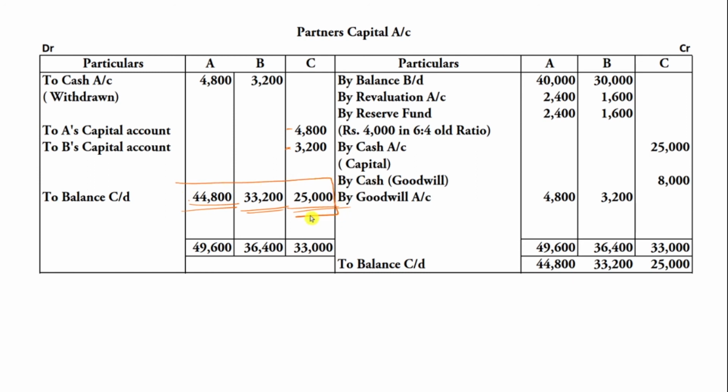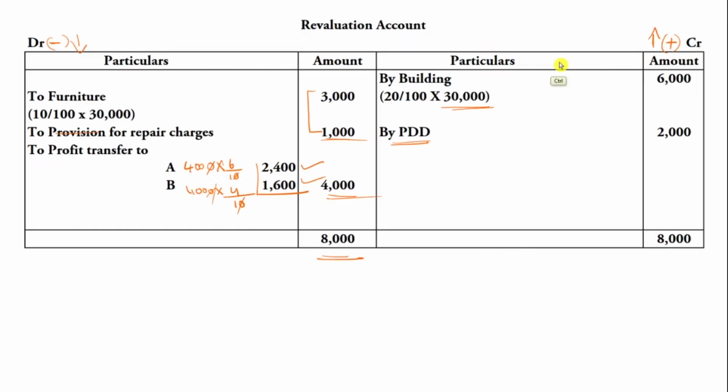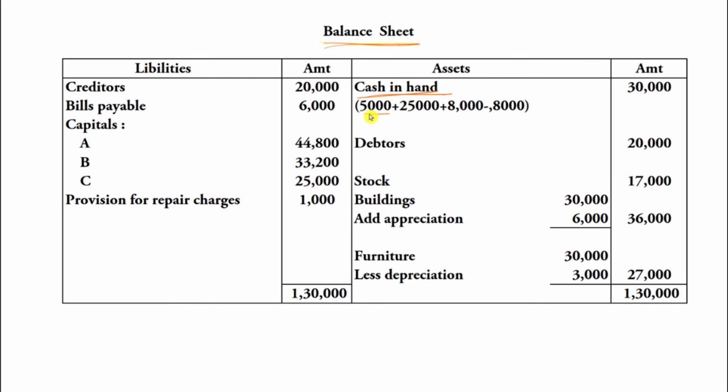So that's it for this. These are the amounts we require to enter in the balance sheet. Okay, we are coming to the last part, that is the balance sheet. We'll take reference from the last year balance sheet. So first we have cash in hand 5,000. We'll write that as it is, but this year C is bringing 25,000 capital plus C is bringing goodwill. This 8,000 is the form of bringing in the goodwill, and this 8,000 is withdrawing the goodwill. So the 8,000 gets cancelled, plus 8,000 minus 8,000, and we have 25,000 plus 5,000, 30,000.